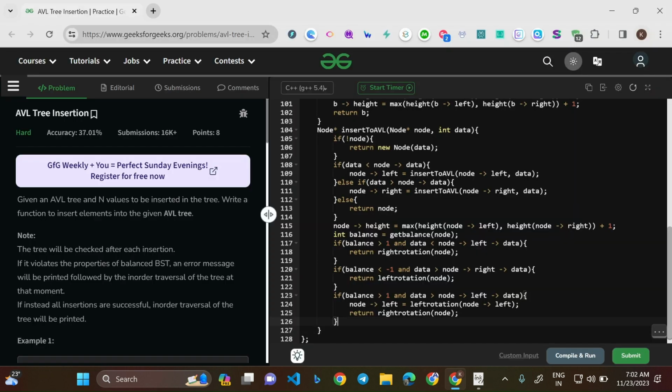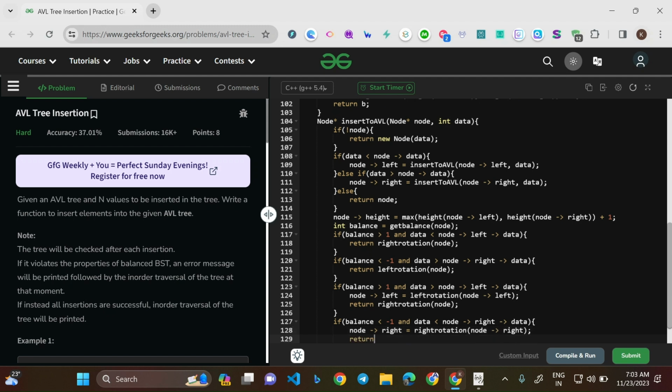So we'll just write that condition as well. If the balance turns out to be less than -1, and the data that you have added is less than node right data, in that case, you do the right rotation. Node's right is equal to right rotation onto your node's right, and return left rotation.